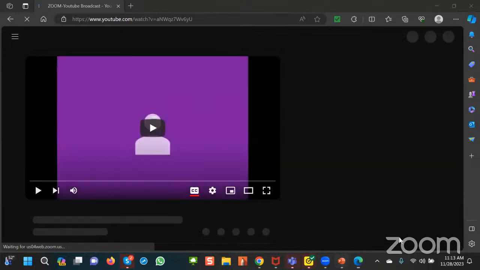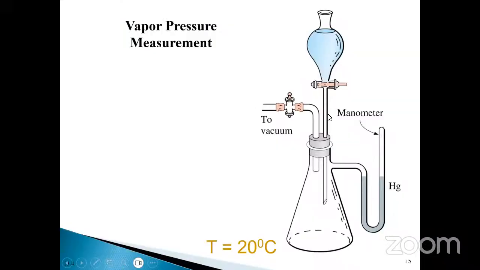Okay, so as I was saying, the vapor pressure is dependent on the temperature. And in this case here, this is a setup to demonstrate that.